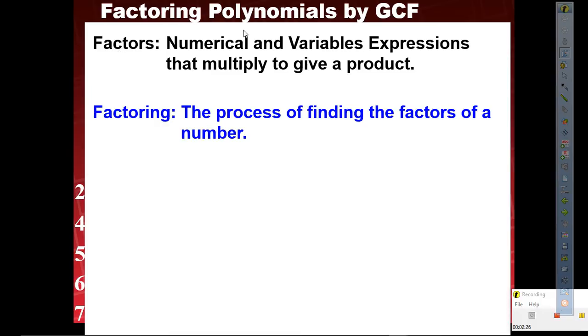So you're going to write factors are numerical and variable expressions that multiply to get a product. Leave a space after that, and then you're going to write factoring, the process of finding factors of a number. Now, yesterday factors were just two numbers that multiplied, but that was for the purpose of yesterday. Today, now applying it to polynomials, this is the definition that I want you to remember. Numerical and variable expressions that multiply to give a product.